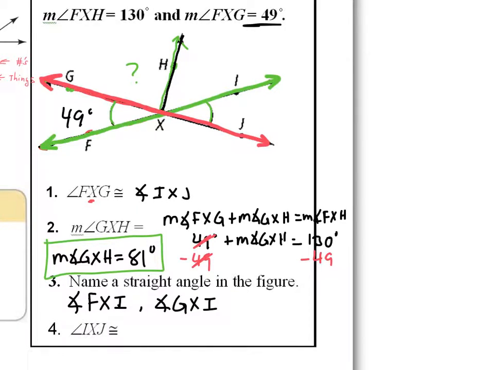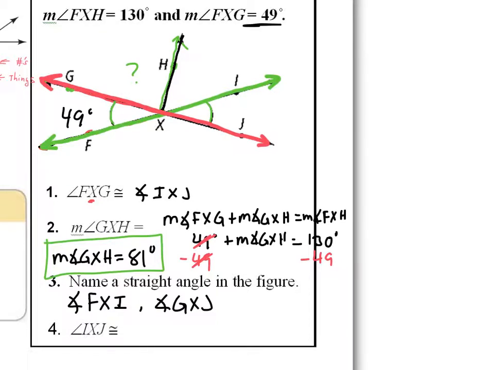Very good. Do you guys happen to remember the measure of a straight angle? 180. Oh, dang it. I did write that wrong. Good save. Do you guys remember the measure of straight angles? 180. Yep. 180 degrees is the measure of a straight angle.